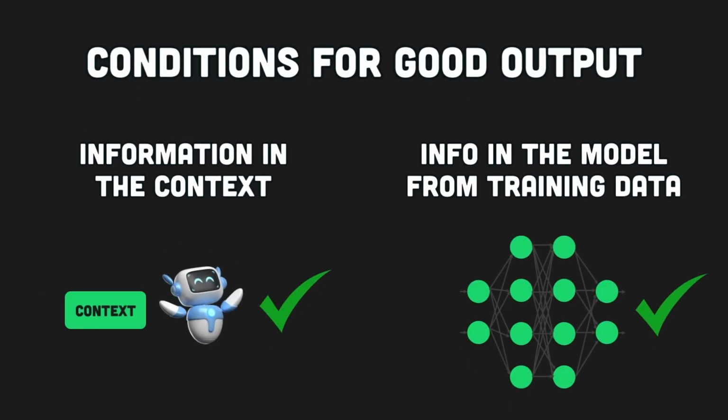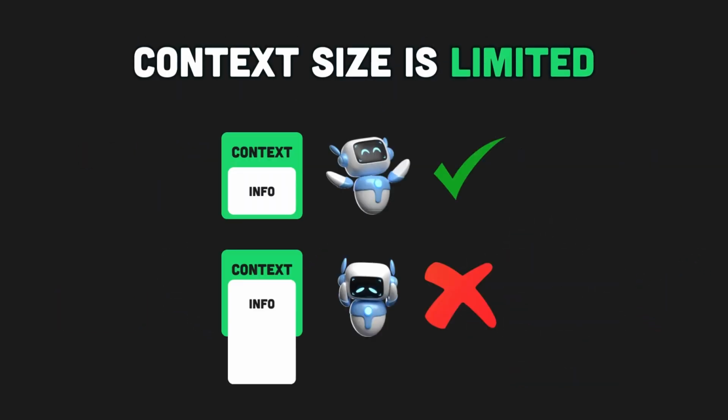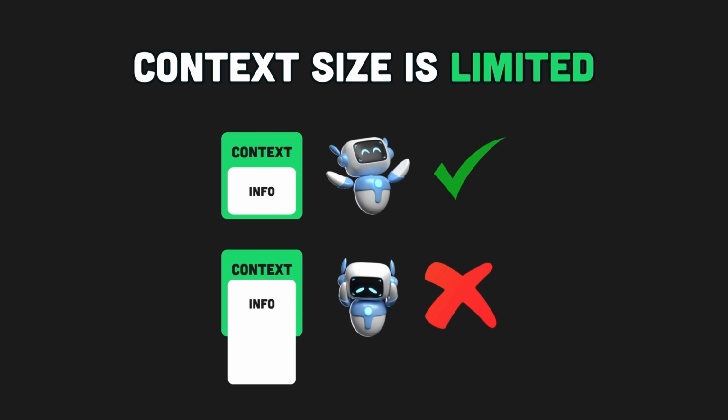Now, for the model to produce a good answer, the information must be either in the context or in the training set. That is to say, seen during training. But the context has a fixed maximum size. That is a critical point that we will discuss in a moment. For instance, the GPT-4 Turbo model has a context length of 128k tokens.